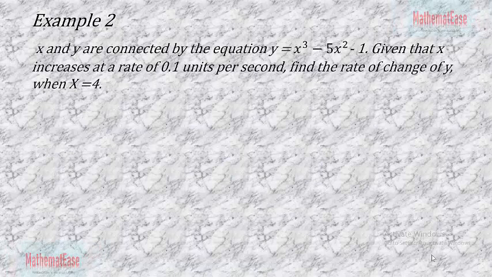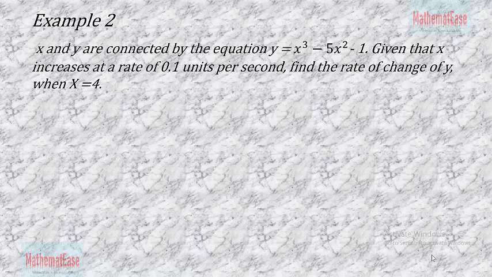Another example. x and y are connected by the equation y is equal to x raised to the power 3 minus 5x squared minus 1. Given that x is increased at a rate of 0.1 unit per second, find the rate of change of y when x is equal to 4. The question here is dy/dt.